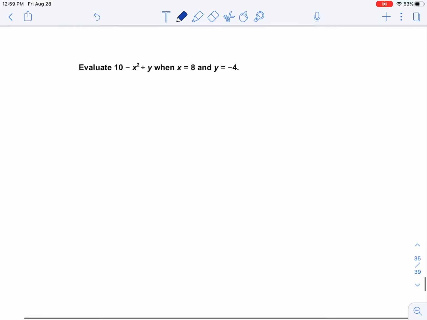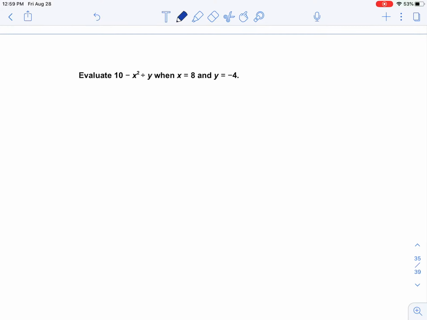All right, now we're going to ramp up the difficulty a little bit here with using variables. Variables in math are just letters to represent something, right? And they're representing, in this case, numbers. So the first thing that we're going to do here is substitute, which is the word they use, substitute in the number for the variable. So we're going to throw 8 in for x, and we're going to throw negative 4 in for y.